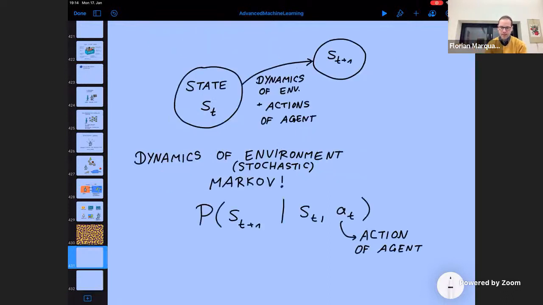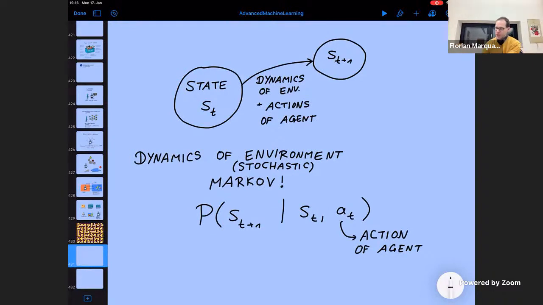So that was a little side note on why this description is actually extremely general. Okay, so that's the dynamics of the environment. Stochastic, Markov, but it's actually not a restriction. Now, back to what the agent does.